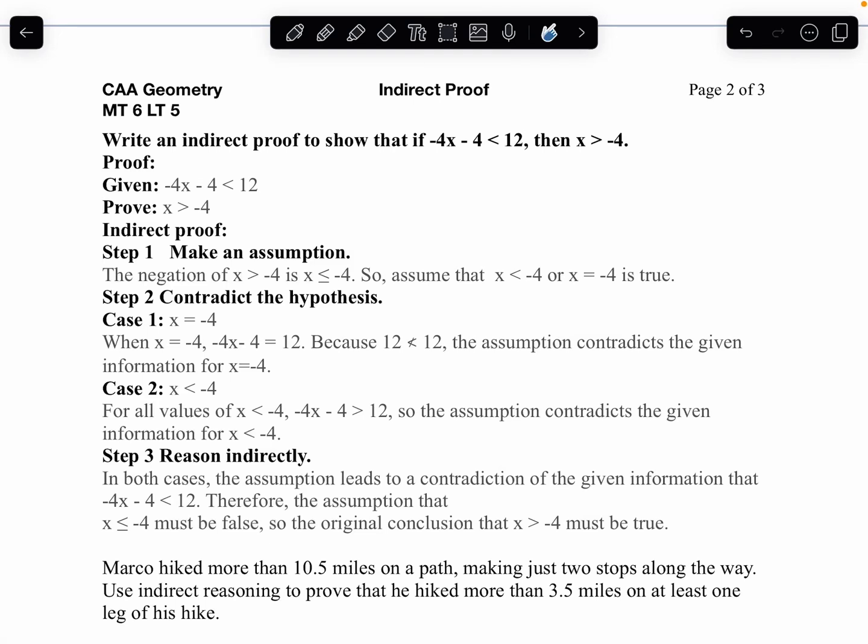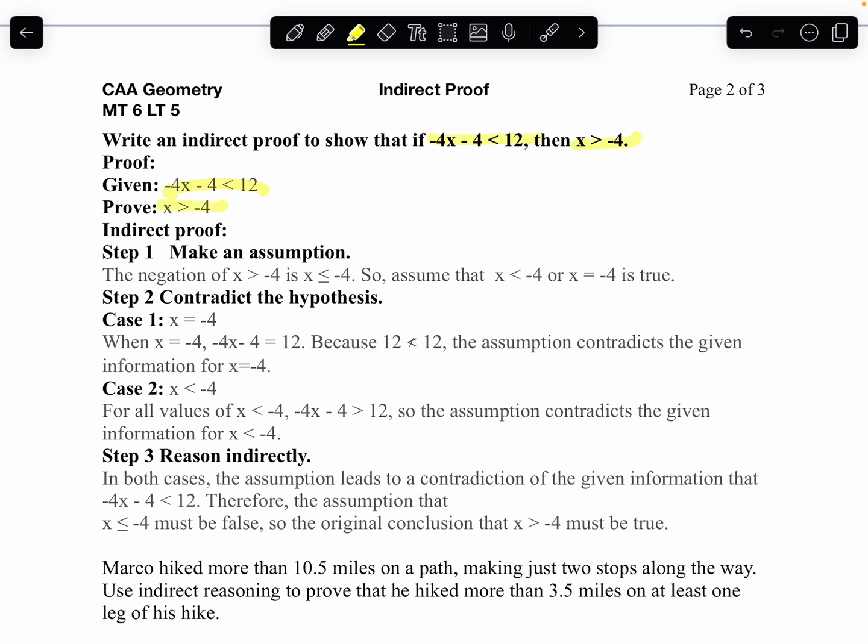Here's an example of an indirect proof that I have worked out for you. We want to write an indirect proof that if negative 4x minus 4 is less than 12, then x is greater than negative 4. So my hypothesis is my given. I'm given negative 4x minus 4 is less than 12. My conclusion is x is greater than negative 4.